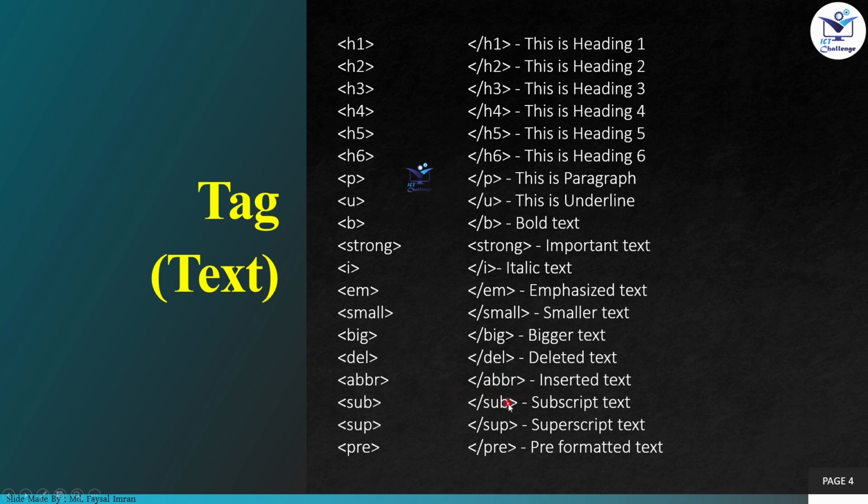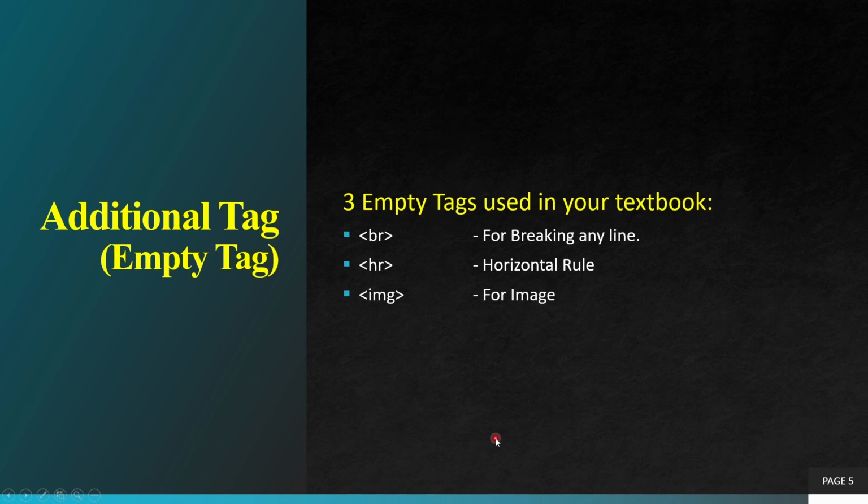Now the sub tag indicates subscript, like H2O. The 2 is the subscript, and the sup tag indicates superscript text, like a squared. There 2 is our superscript, and a, b are our normal script. Then the pre tag indicates pre-formatted text, like if any text is pre-designed in the basic code. In those cases you have to place this pre tag. You must know about that in detail later in our practice problem. So let's move on to our next topic.